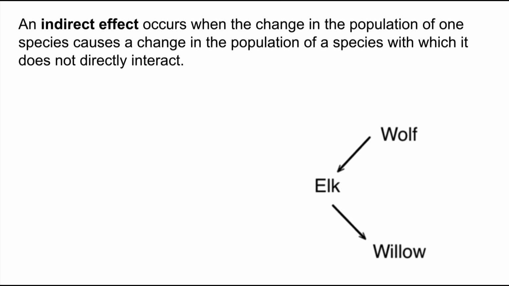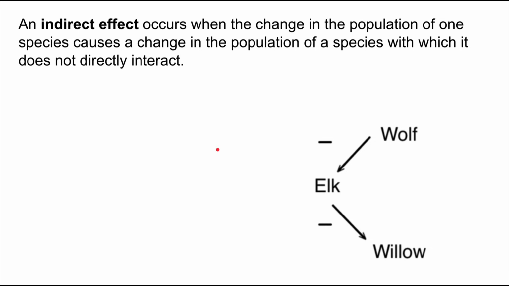Well, now we get to something that's really interesting, and that is the indirect effects. So the indirect effects happen when the change in one population has an impact on the population of another organism with which it does not directly interact. So wolves and willow trees, they don't interact with each other. Like wolves don't eat them. They have nothing to do with each other directly, but they do indirectly. So let's see how we're going to do this.